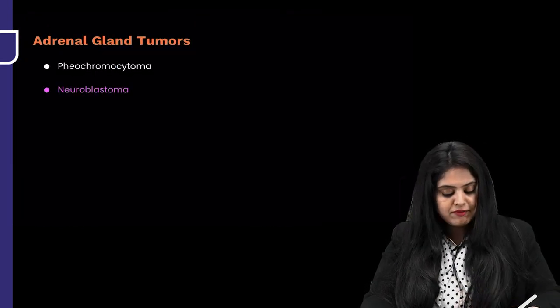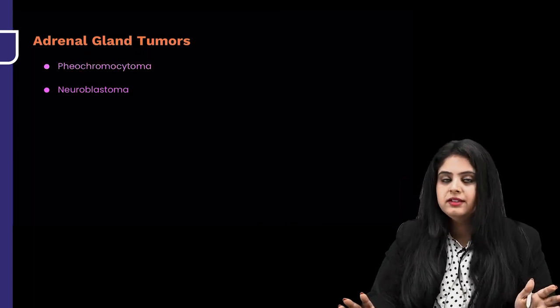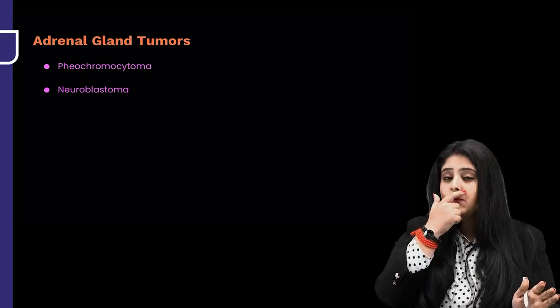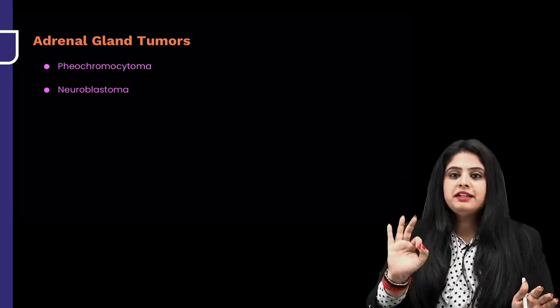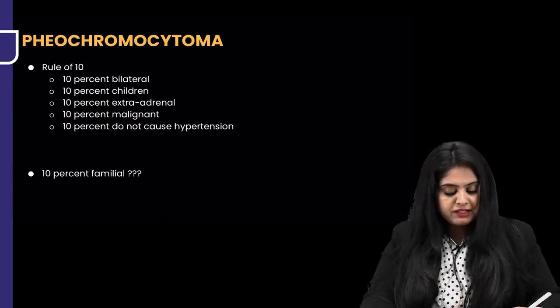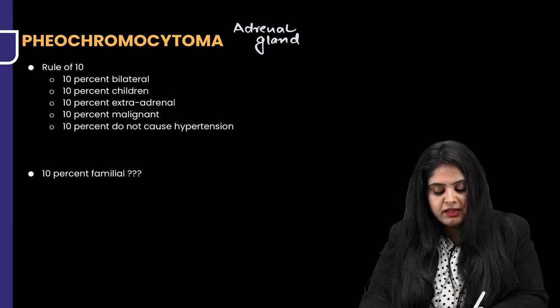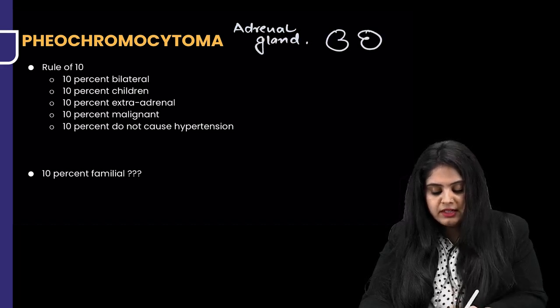The next tumor that you have to study is going to be pheochromocytoma. You know the rule of 10? Exactly. 3 slides. How to finish pheochromocytoma in 3 slides for the exam and crack every question possible. Today, I will tell you. When I say rule of 10, I know pheochromocytoma tends to occur in the adrenal gland. But if I say rule of 10, which means how many adrenal glands?